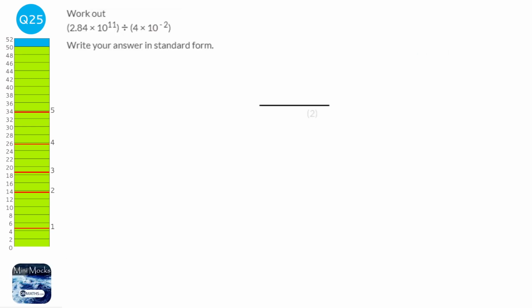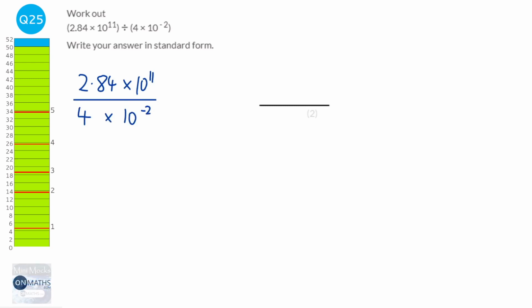So we can write this as a fraction, so it would be 2.84 times 10 to the power of 11 over 4 times 10 to the power of minus 2. What we can do is split this up into two fractions, so 2.84 over 4 times 10 to the power 11 over 10 to the power of minus 2.